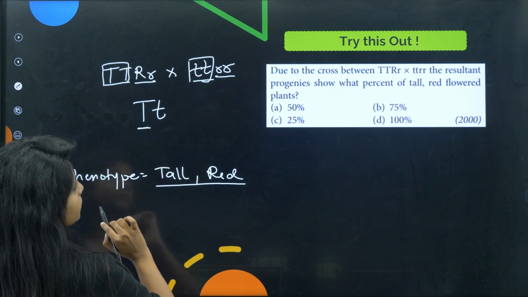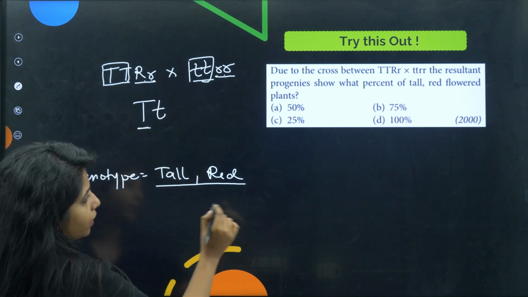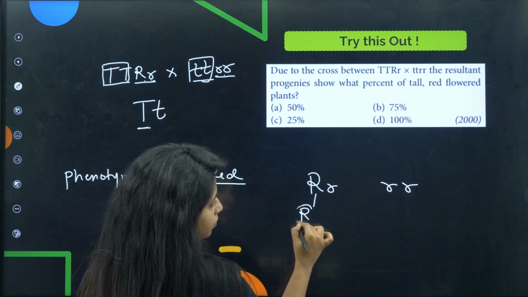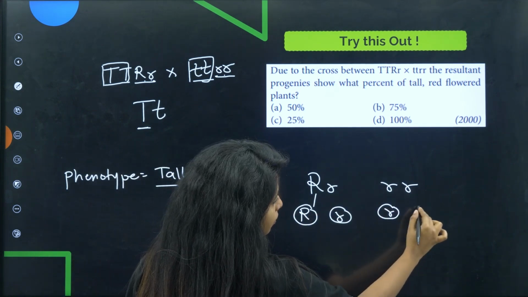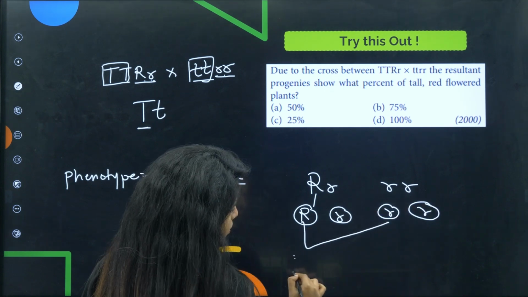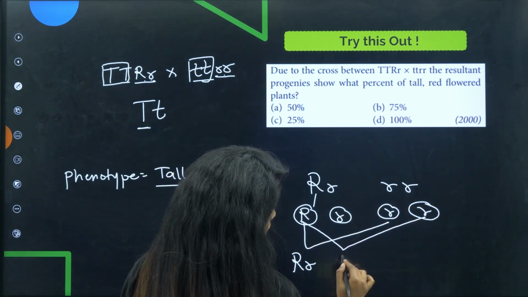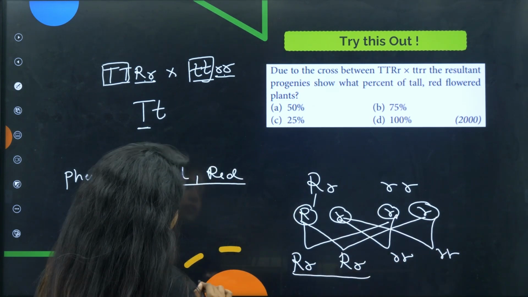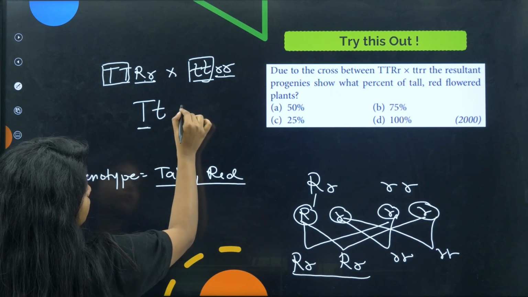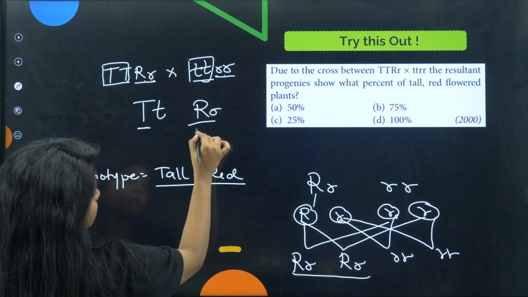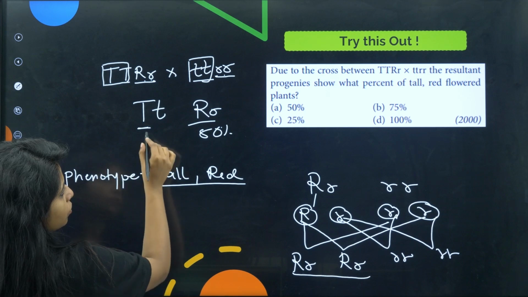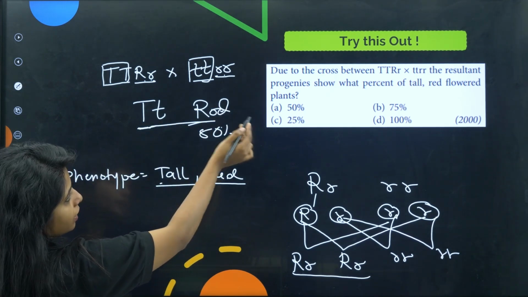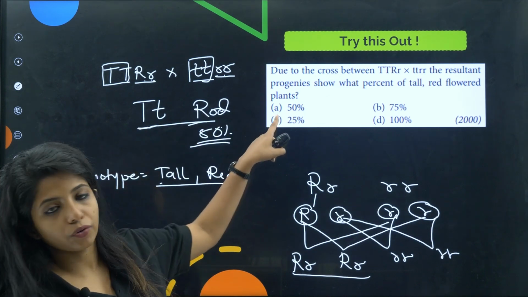Going ahead with this and this, if you want you can cross here, here, here, here. So if you cross capital R small r with small r small r, you get capital R small r, small r small r, capital R small r, small r small r. So 50% of them will be capital R small r. And all of them are tall. So the one that is tall and red will obviously be 50%. You have to talk about red also, right? So the tall and red combination will be 50%, children.